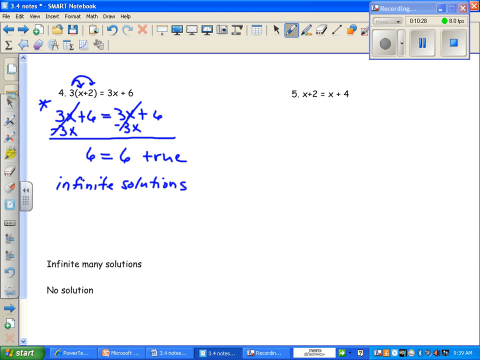It's a true equation. It is true, and what that means is that you have infinite solutions. And infinite solutions would mean that any x satisfies the equation. So any x is a solution. So no matter what I put in for this x, it's the same thing that goes in here. When you both multiply it by 3 and you add 6, you're going to get the same thing on each side. So the key thing is what you ended up with was a true equation. And that will get you infinitely many solutions.